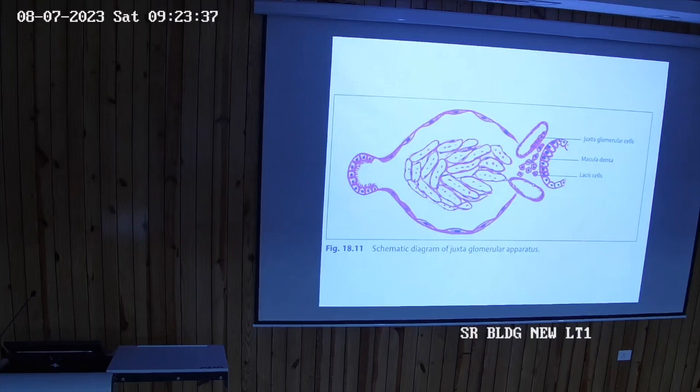The space seen between the two, that is this space, is called the urinary space, where the urine is collected. Okay.